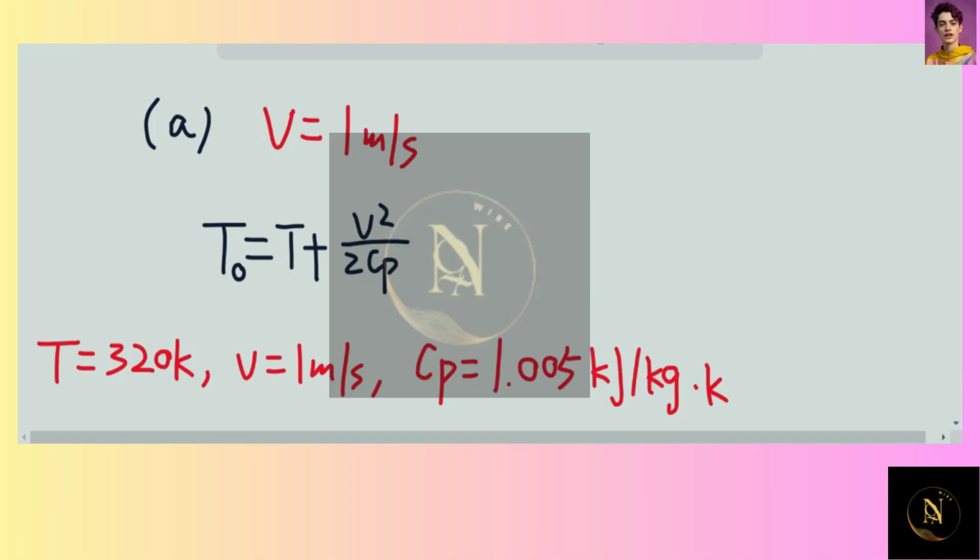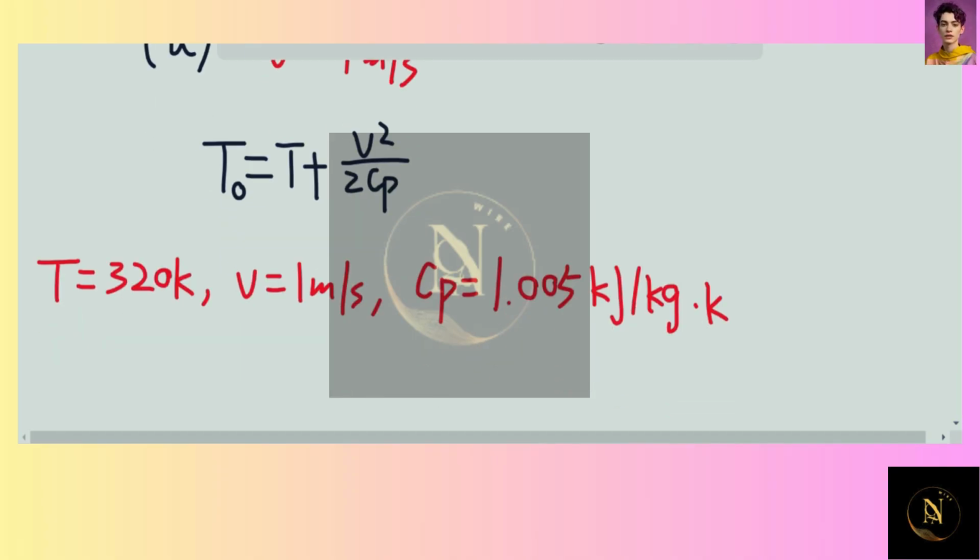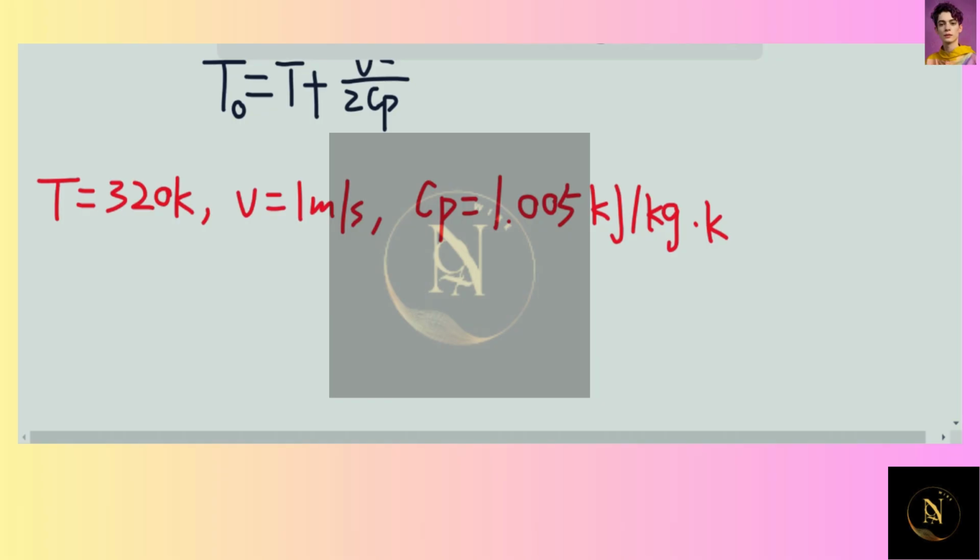pressure is 1.005 kilojoule per kilogram times Kelvin. The reason why I use the specific heat of the air at a constant pressure as 1.005 is because the static temperature is really close to the room temperature. So the difference between the actual specific heat of the air at a constant pressure in this case should not be much different from the specific heat of the air at room temperature. Okay, so we can just use 1.005 kilojoule per kilogram times Kelvin as the specific heat in this case. So now let's plug back into the equation to determine the stagnation temperature.